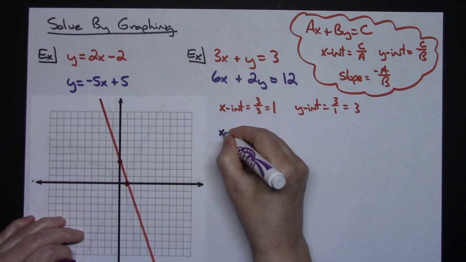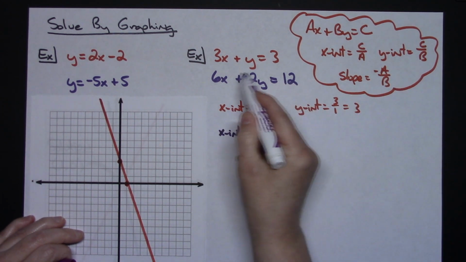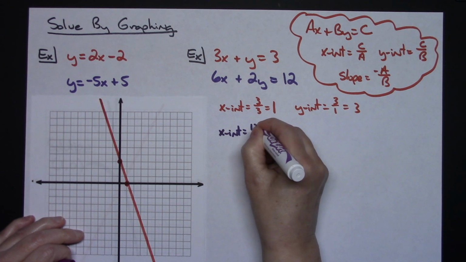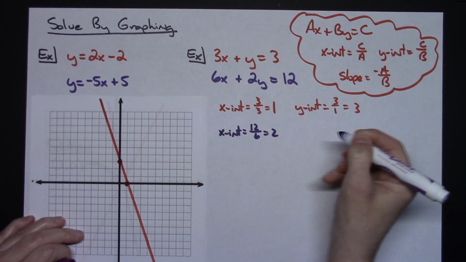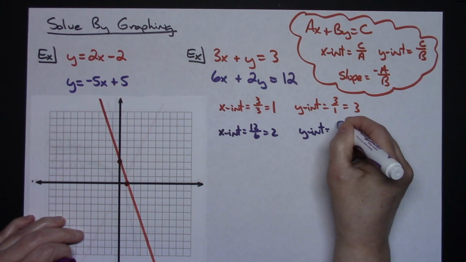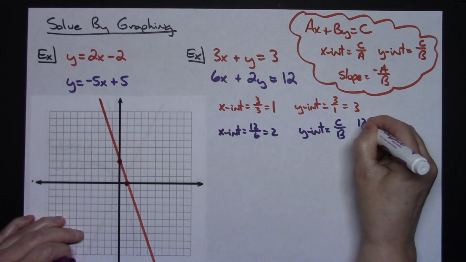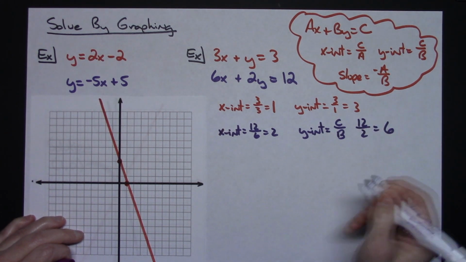Okay, now I'm going to do the exact same thing for the purple line. I'm going to find my x-intercept using my formula of c over a. So this is going to be 12 over 6, or 2. For the y-intercept, I'm going to use my formula of c over b, so 12 over 2, which is going to give me a 6.